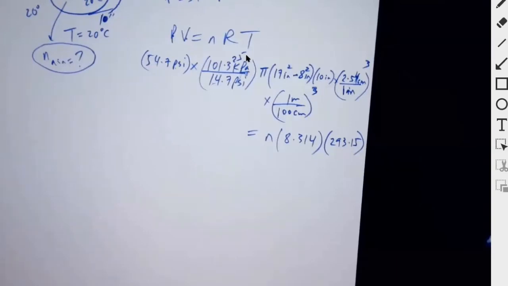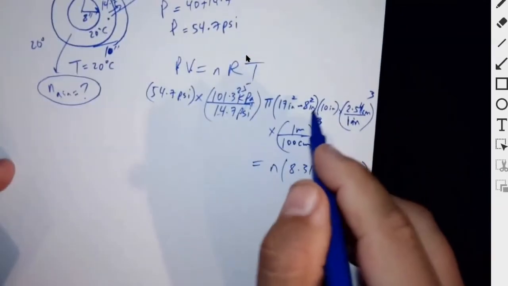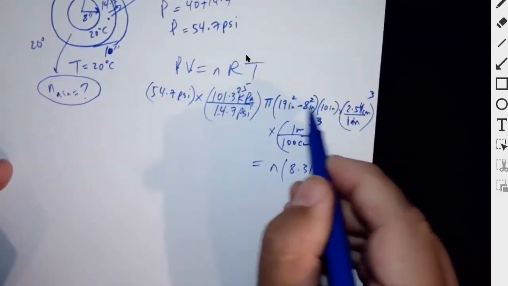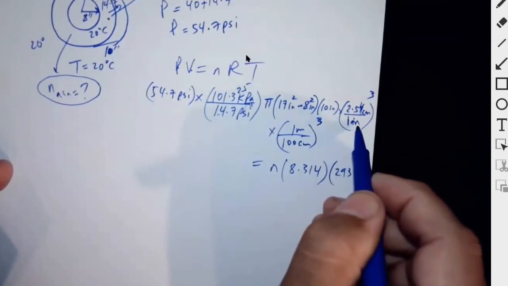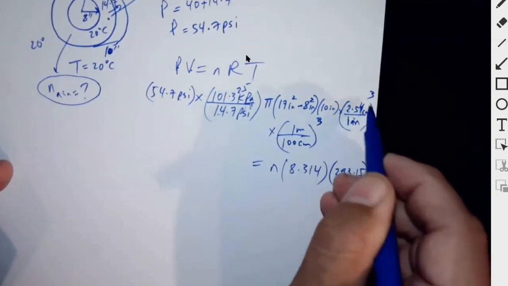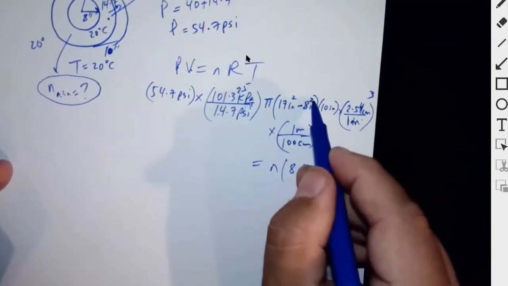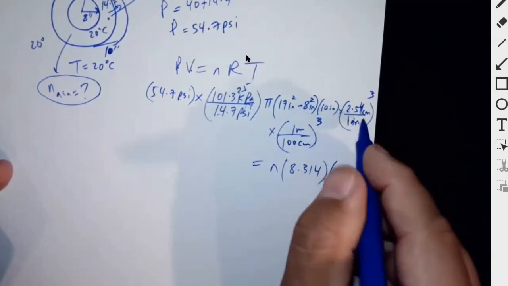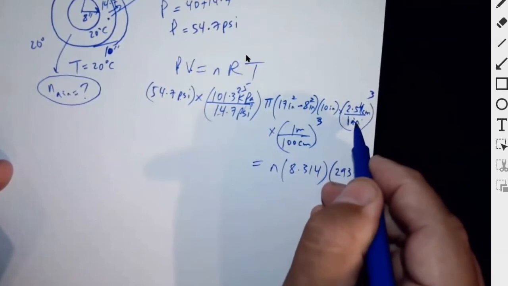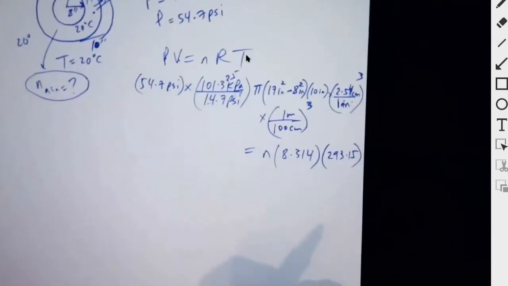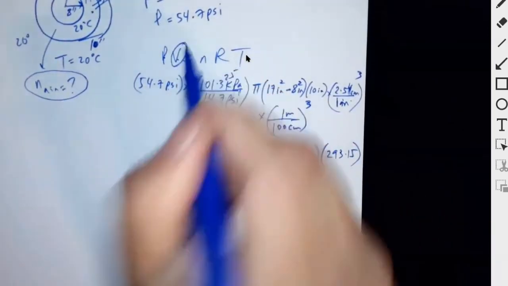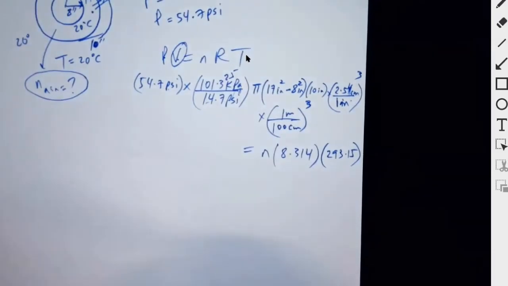Why are we cubing 2.54 over 1? When you do unit conversions, if you have to get rid of inches cubed, then you go from inches to centimeters. You have to cube it because you see inches times inches squared. It's inches cubed. So I have to cube the inches here to get rid of it, because this is units of volume. You see what I mean?